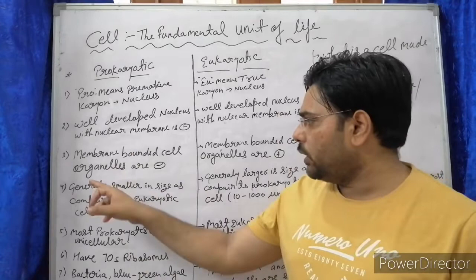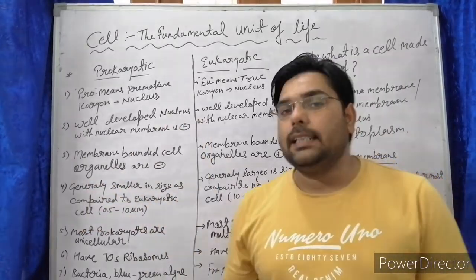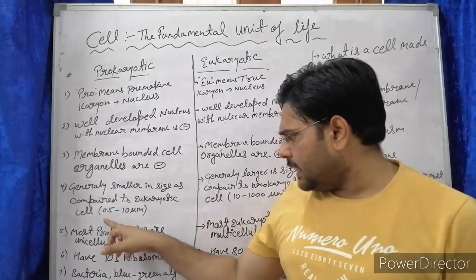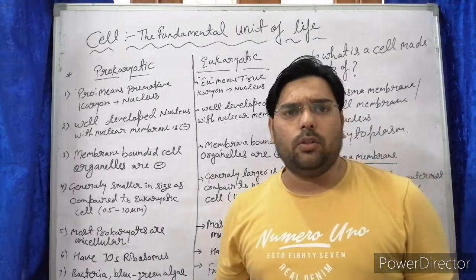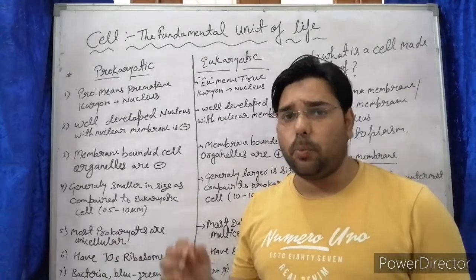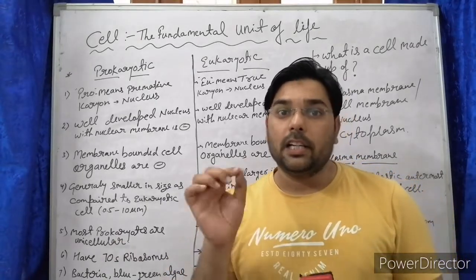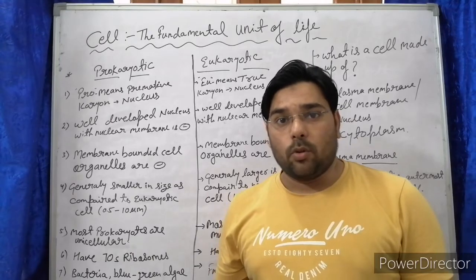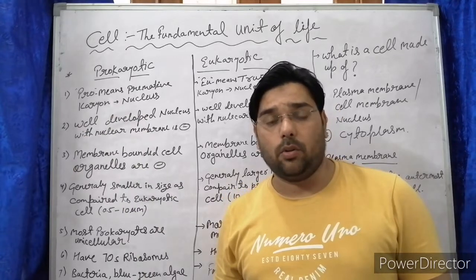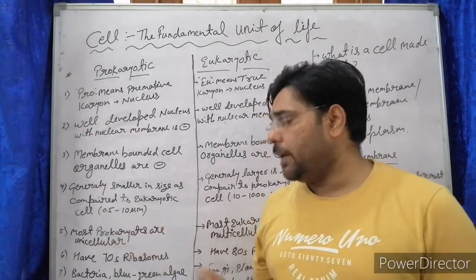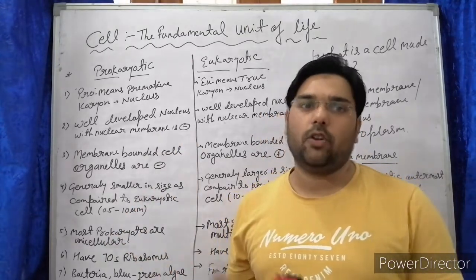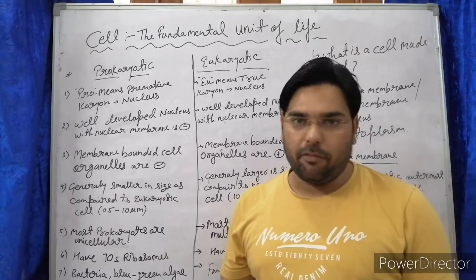The fourth difference is that prokaryotic cells are generally smaller in size as compared to eukaryotic cells. The size is around 0.5 micrometer to 10 micrometer. So this is a very small size. You know micrometer is 10 to the power minus 6; 1 micrometer is equal to 1 into 10 to the power minus 6 meter. So 0.5 to 10 micrometer is the size. This is so small that this cell is microscopic. We cannot see such a cell without the help of a microscope.